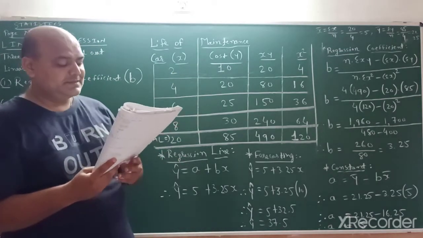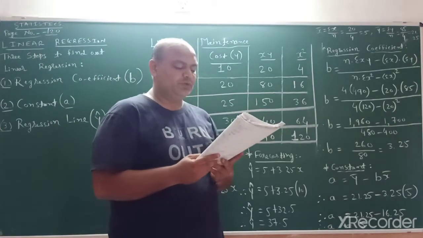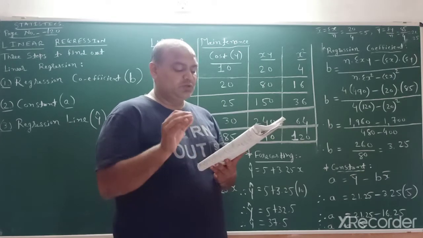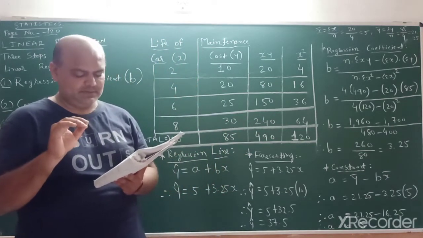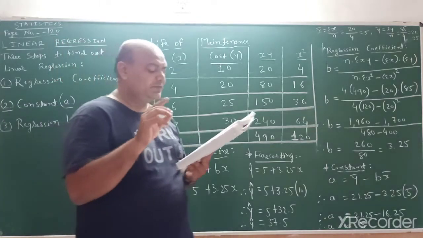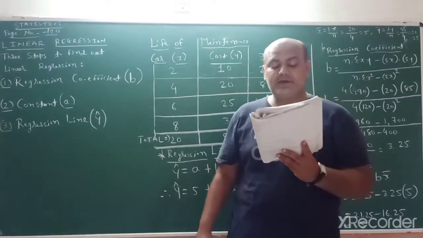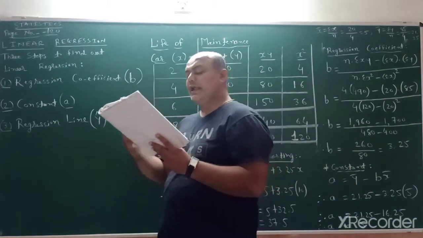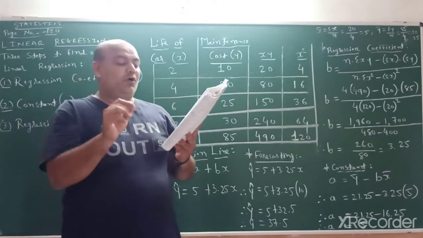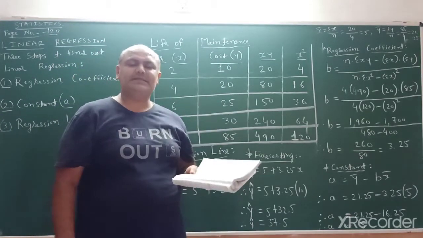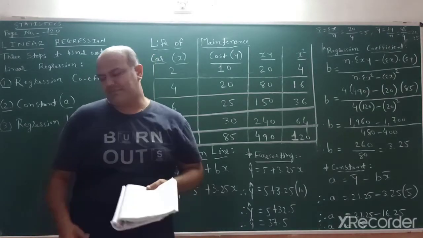The question is, obtain the regression line of maintenance cost on the life of cars. Also estimate. This estimation is actually forecasting the maintenance cost if the life of a car is 10 years. Maintenance cost means Y. On life of cars means X. So we have to find the regression line Y on X.